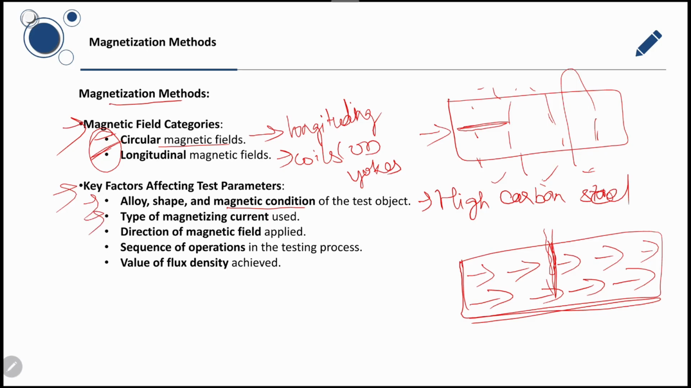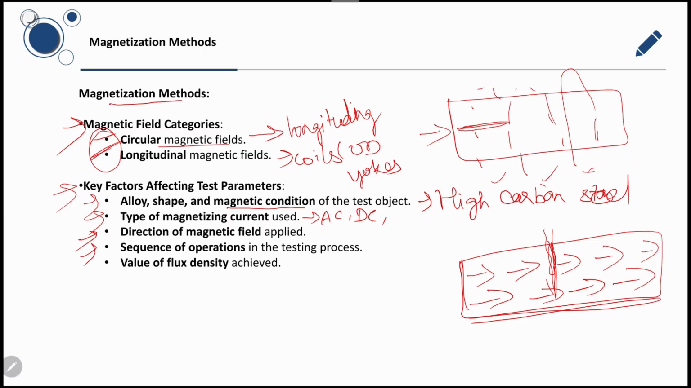The next one is the type of magnetizing current used. Yes, we have AC, DC, half wave DC or full wave DC. All have unique effects on how deeply the field penetrates the part. The next one is the direction of the magnetic field applied. Defects can only be detected when they cut across the magnetic flux lines. That's why direction is critical.